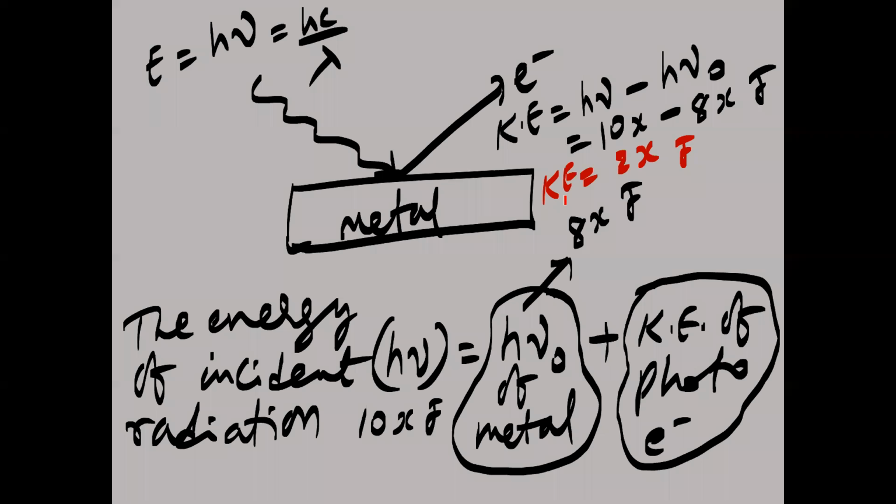So what is the formula for kinetic energy? H nu minus h nu naught. According to the law of conservation of energy, the total energy given to the metal surface is equal to the threshold energy of the metal plus the kinetic energy of the photoelectrons ejected. Ejected means emitted. Take the screenshot of this one.